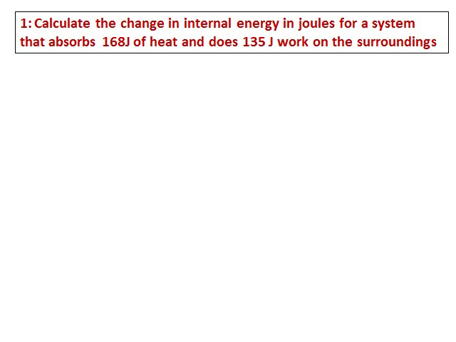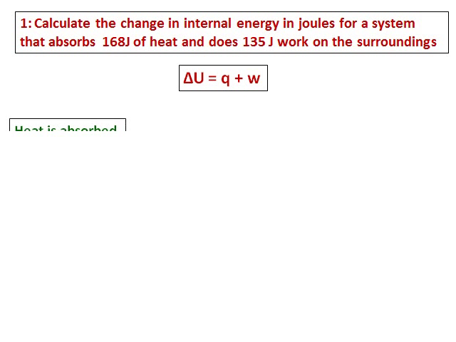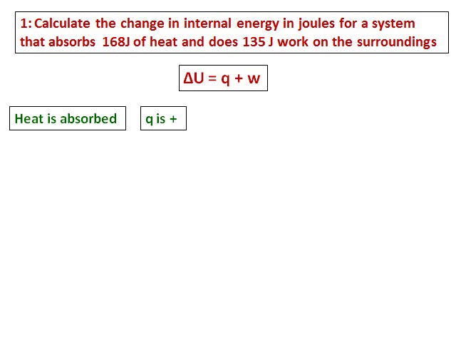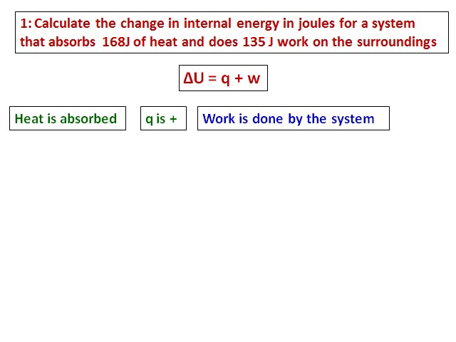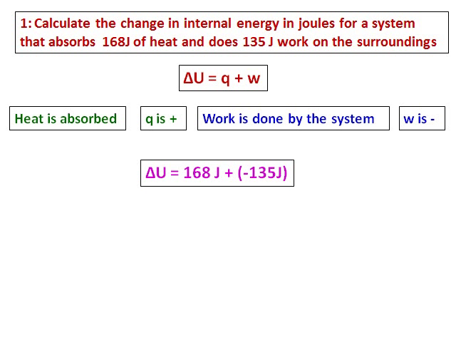Calculate the change in internal energy in joules for a system that absorbs 168 joules of heat and does 135 joules of work on the surroundings. So the equation you are going to use is delta U equals Q plus W. Now from the question you see that it says heat is absorbed, then Q is positive. Then it also says work is done by the system, hence W is negative. So this is very important as far as the sign is concerned.